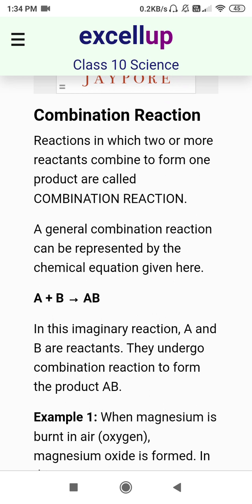So, what is combination reaction? A reaction in which two or more reactants combine to form one product is called a combination reaction. Let us look at this example. There are two reactants, A and B. When A and B react, they produce a compound AB. So this is an example of combination reaction: A plus B is equal to AB. This is just an imaginary reaction.